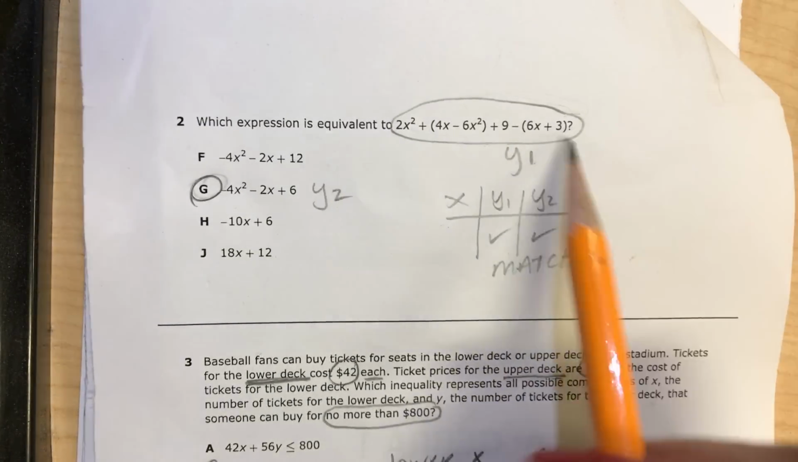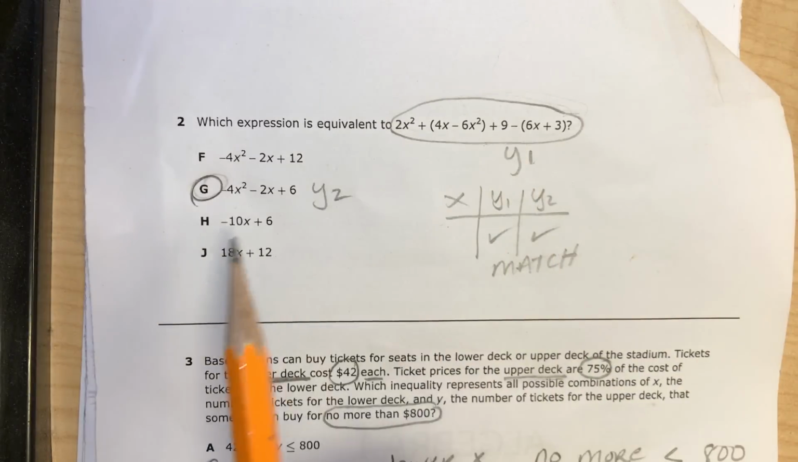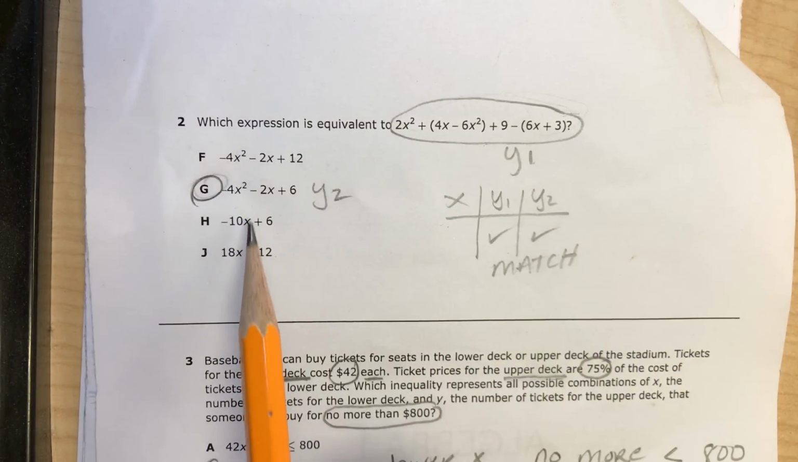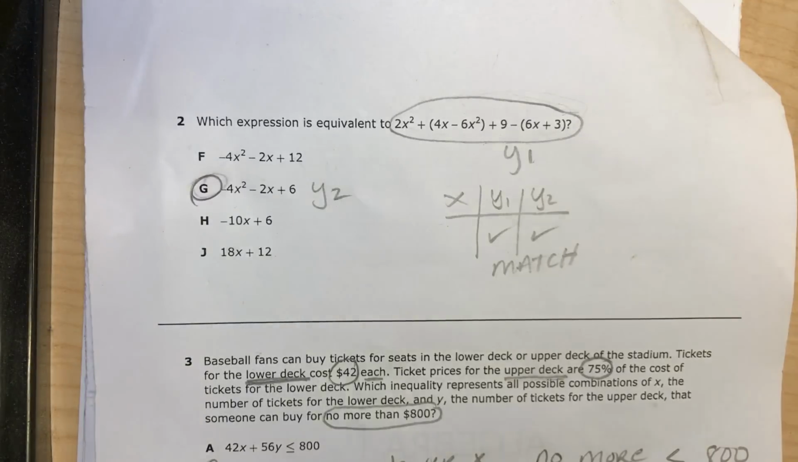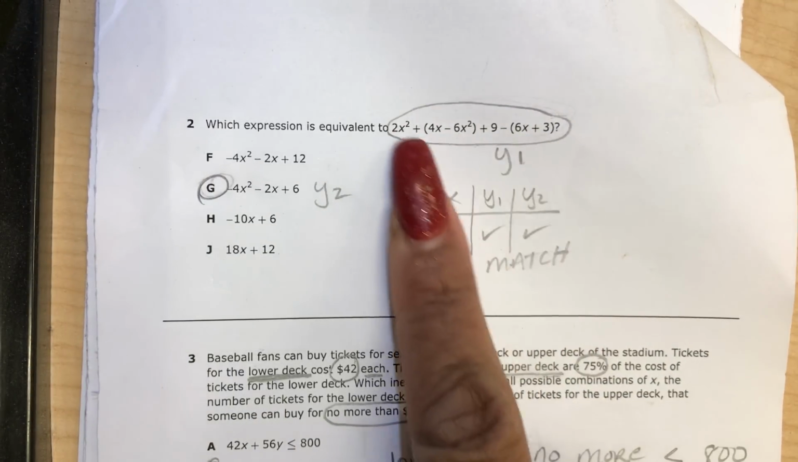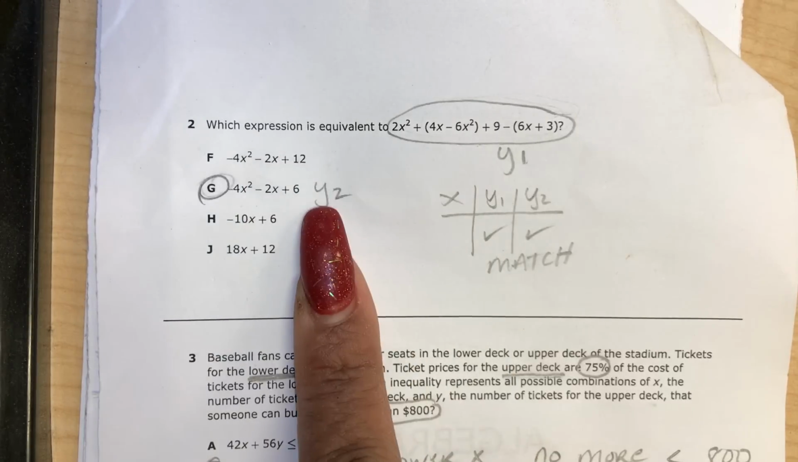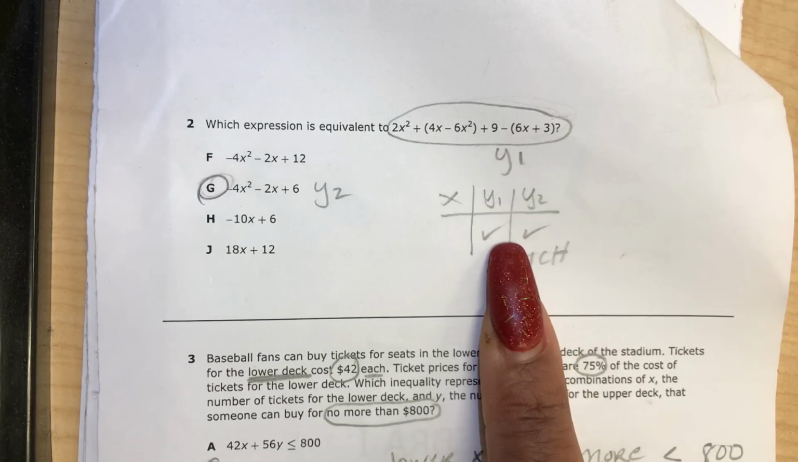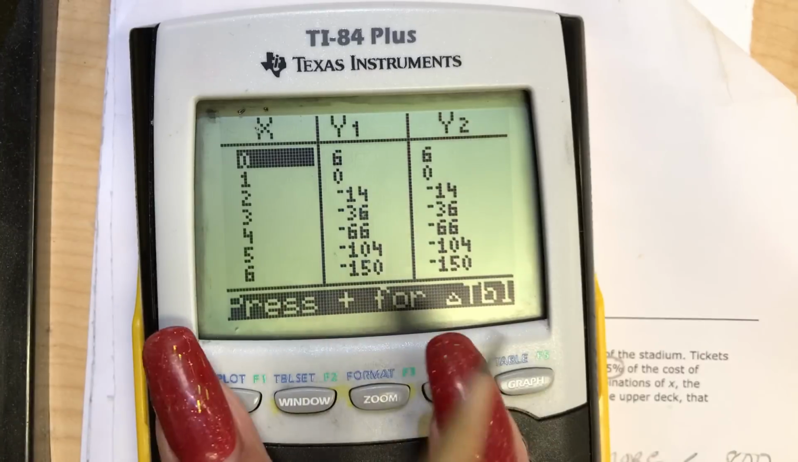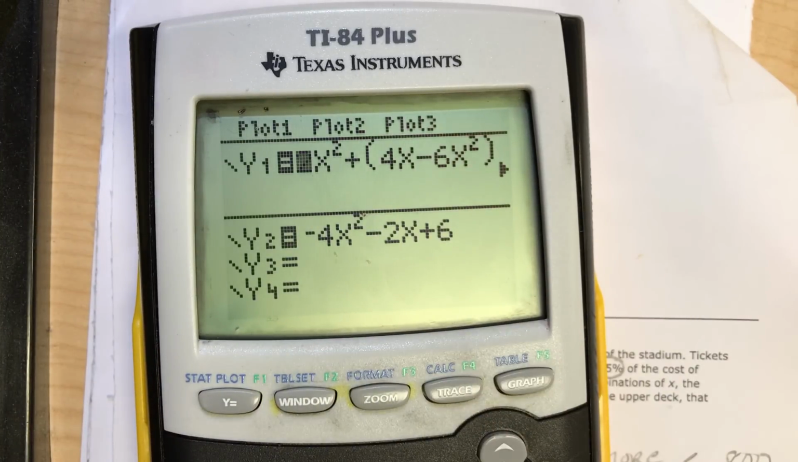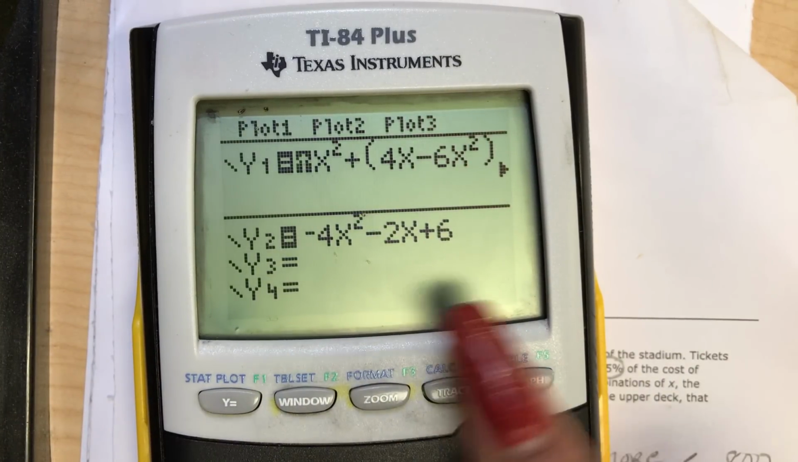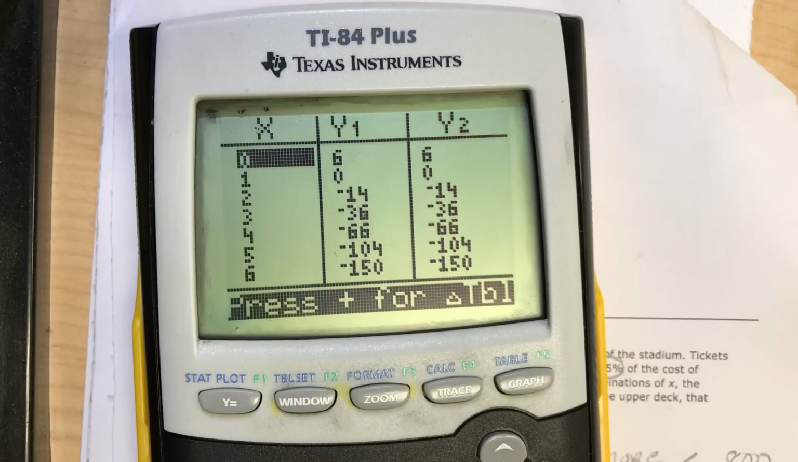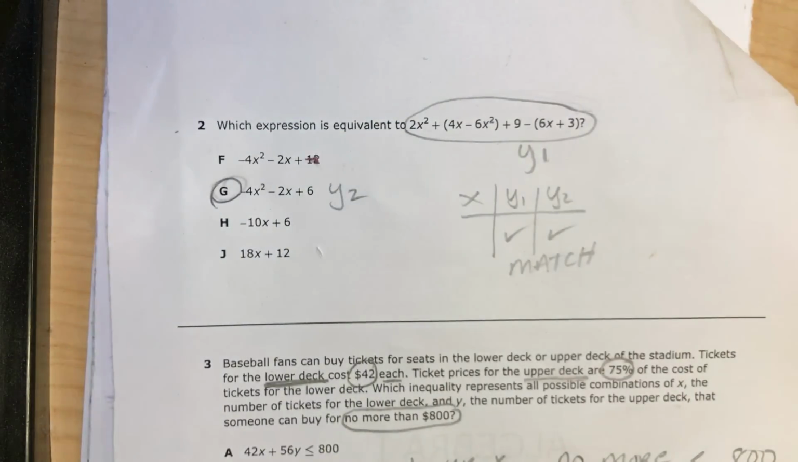On number 2, this is the expression, and the answers are the equivalent to that expression. If you put what's in the problem in Y1 and then the answer choices in Y2, you can find the answer just by checking to see if they match. So we go to the Y equals screen and type those in. From there, we go to the table, and now I see that they match. So the answer is G.